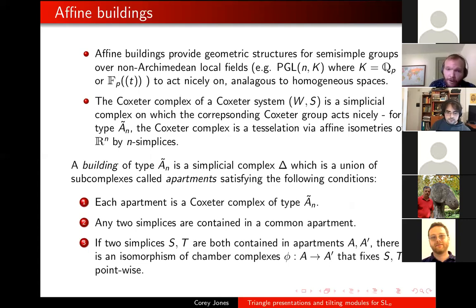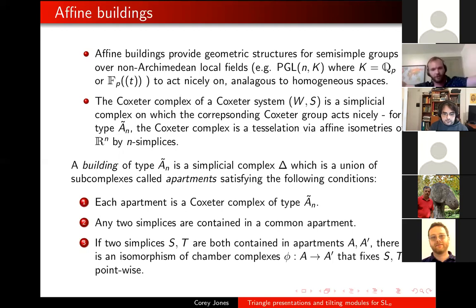And just a brief reminder, what is a Coxeter complex? Well, if you have a Coxeter system, it's a nice simplicial complex on which the corresponding Coxeter group acts nicely. We only care about the case of affine A_n. And in this case, the Coxeter complex is simply a tessellation of R^n via affine isometries by n-simplices. So the easiest case to consider is when n equals 2. And then the simplicial complex we're talking about is just the standard tessellation of the plane by equilateral triangles, right?